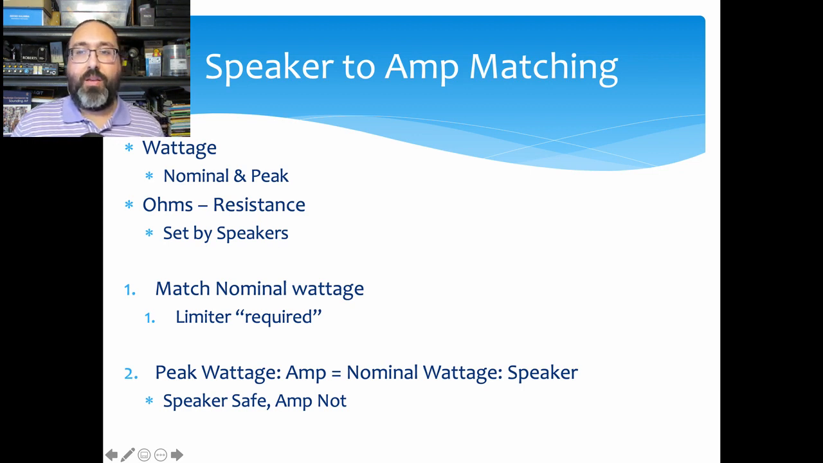So what this does is you look at, again, whatever speaker you're thinking of, and it has a nominal rating of, let's say, 1,000 watts. Great. Then you find an amplifier that at that 4 ohms has a peak rating of 1,000 watts. So no matter how hard you push the amplifier, you're not going to be able to peak this speaker. This will keep that speaker safe.